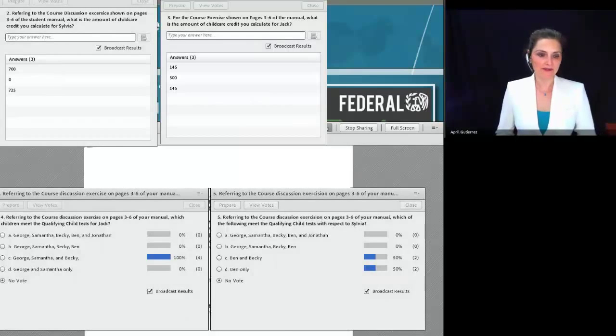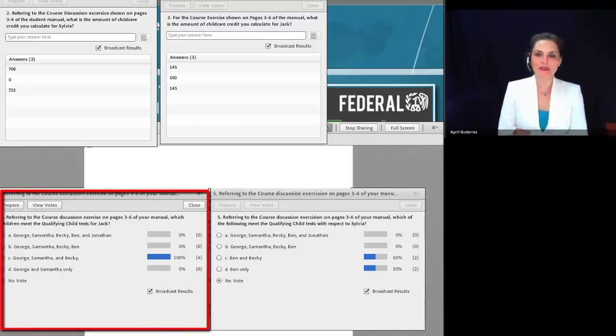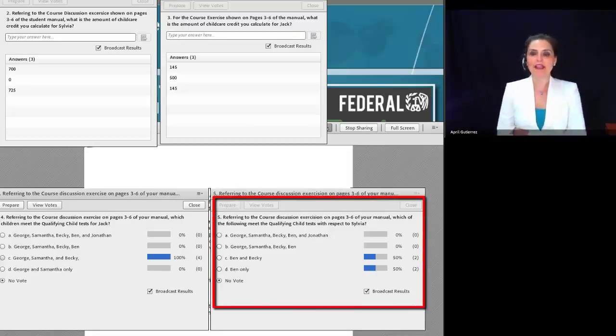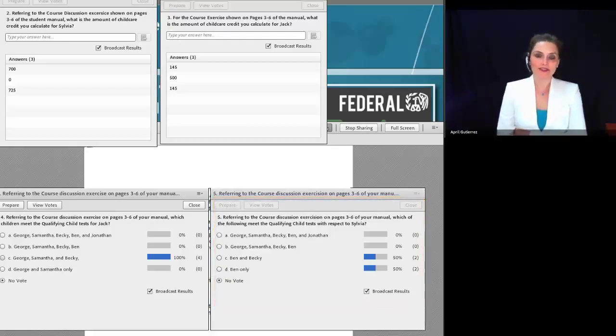And what we have is pretty much everyone got the answer correct for Jack. Which children meet the qualifying child test with respect to Jack? Well, George, Samantha, and Becky are all qualifying children of Jack. And so for those of you who selected that as the correct answer, you're spot on. For Sylvia, Ben and Becky are both qualifying children of Sylvia. Ben is also Sylvia's child, but so is Becky. And so the correct answer is C for that question.